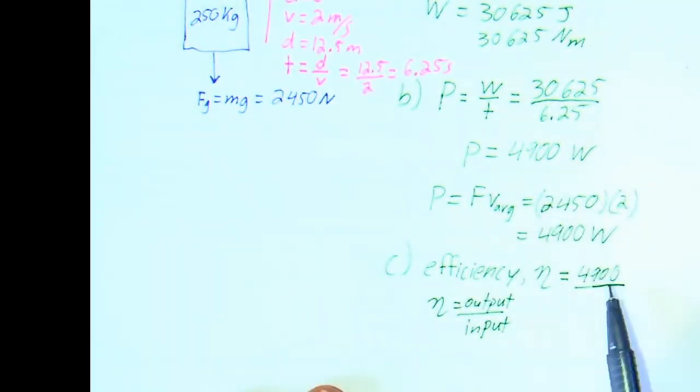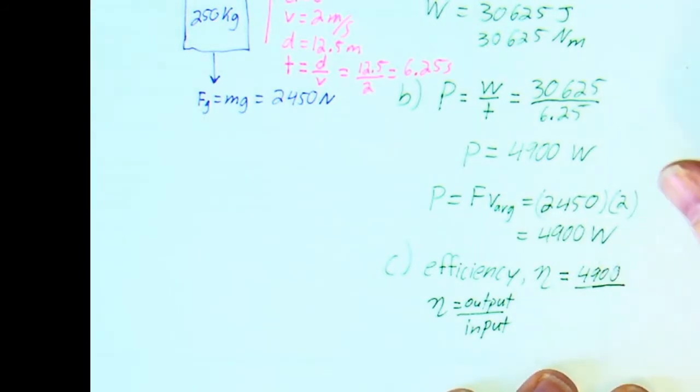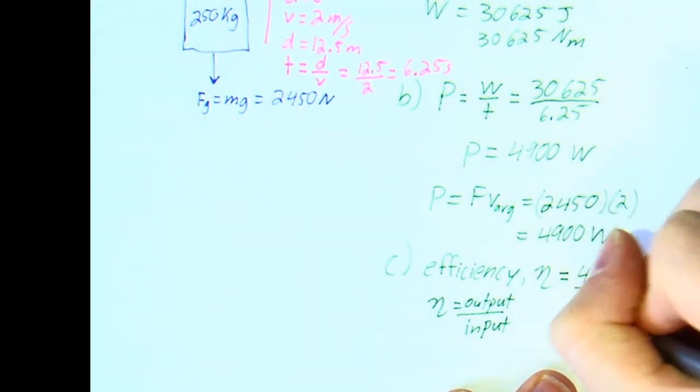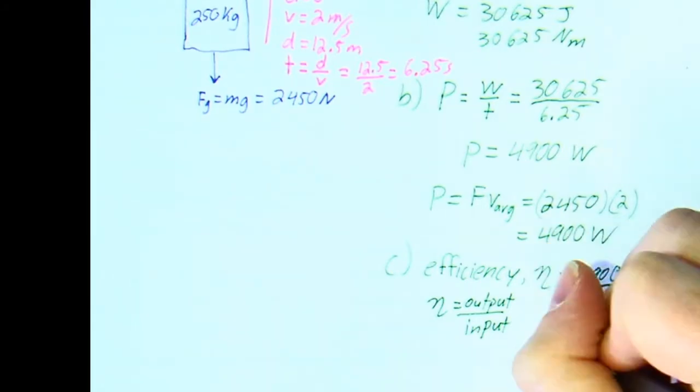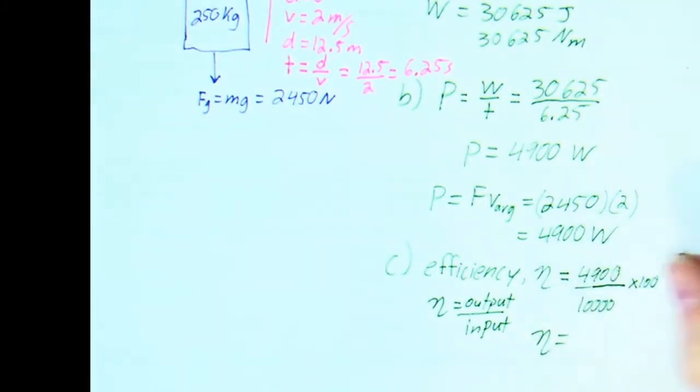So my output was the 4,900 watts that was actually done, divided by the 10,000 watts that went in, and we're going to multiply that by 100. And what that's going to give us is an efficiency of 49%. And believe it or not, that's actually pretty good from a motor like this. It's your standard run-of-the-mill motor.